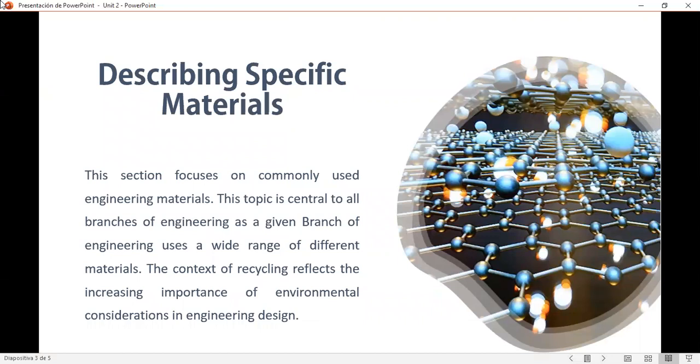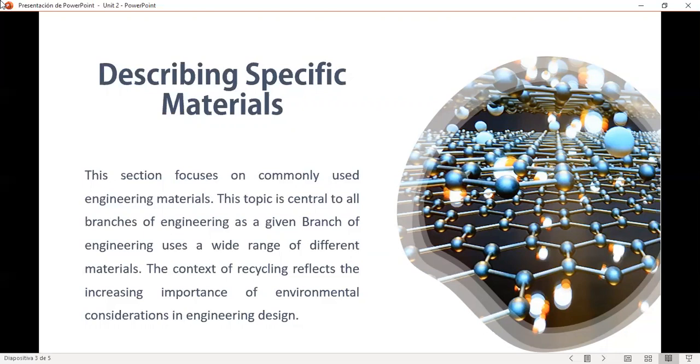In the first step, or level, of this unit, we're going to focus on how to describe specific materials. How can we describe these ones? Well, we're going to focus on commonly used engineering materials. I mean, we're not going to talk about invented science fiction materials like vibranium and stuff like that. We're going to talk about materials that we know we use in our machines, in our factory, in our enterprise, at work, etc.